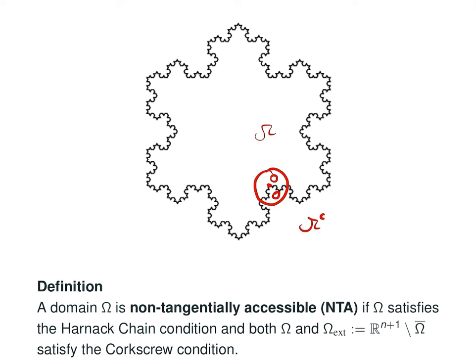One can show that familiar domains like bounded C1 domains or Lipschitz domains will be NTA domains. However, NTA domains don't necessarily have to have a differentiable or anywhere differentiable structure. For example, the interior of the von Koch snowflake will be a non-tangentially accessible domain.